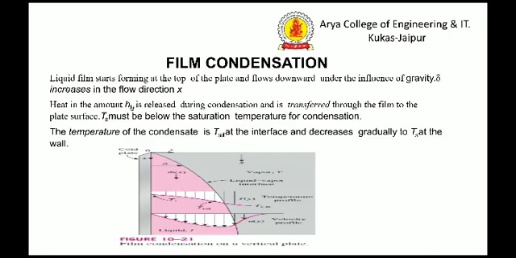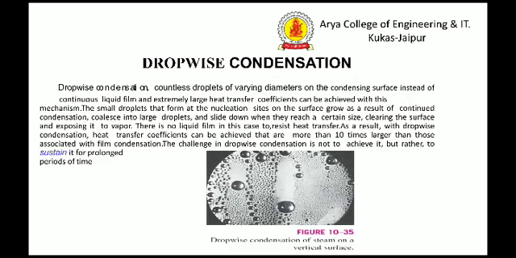In film condensation, the liquid film starts forming at the top of the plate and flows downward under the influence of gravity. The temperature of the condensate is Tsat at the interface and decreases gradually to Ts at the wall. In dropwise condensation, drops of varying diameters form on the condensation surface instead of a continuous liquid film, and an extremely large heat transfer coefficient can be achieved. The challenge in dropwise condensation is not to achieve it, but rather to sustain it for a prolonged period of time.